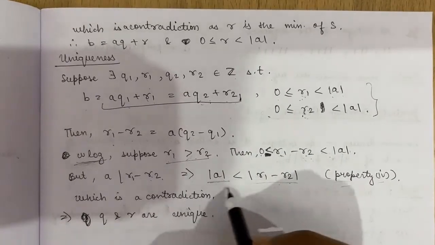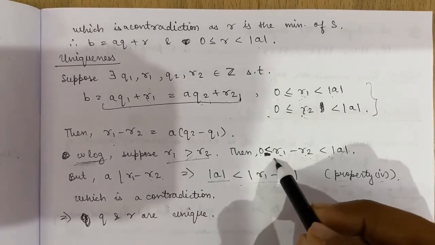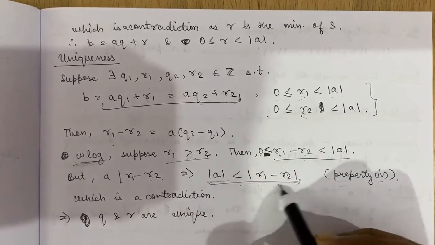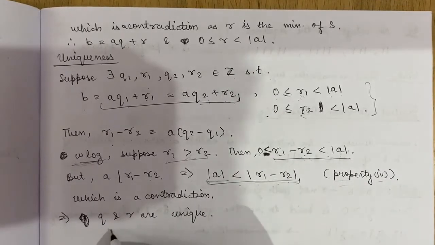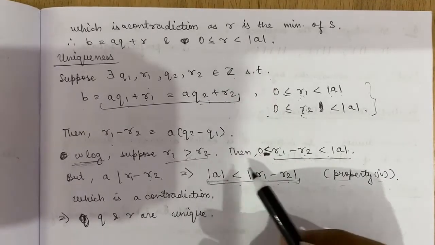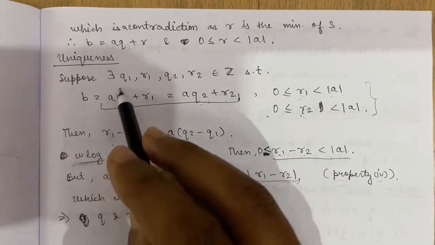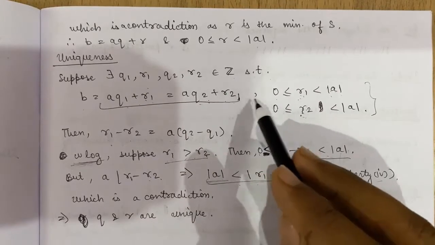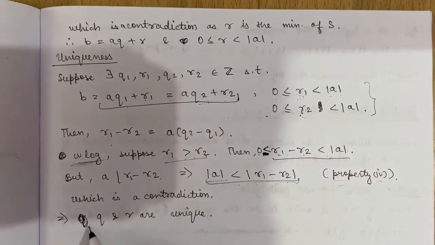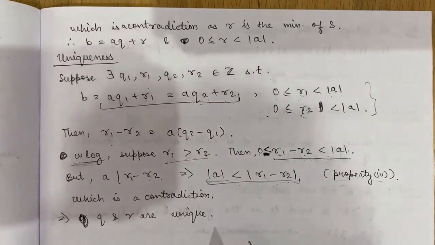So these two, if you look at these two equations, these two are just the opposite of each other, which is a contradiction, which means q and r are unique. This contradiction arose because we assumed that there are two sets of q1 and r1 and q2 r2 which are both quotient and remainder. So quotient and remainder are unique.